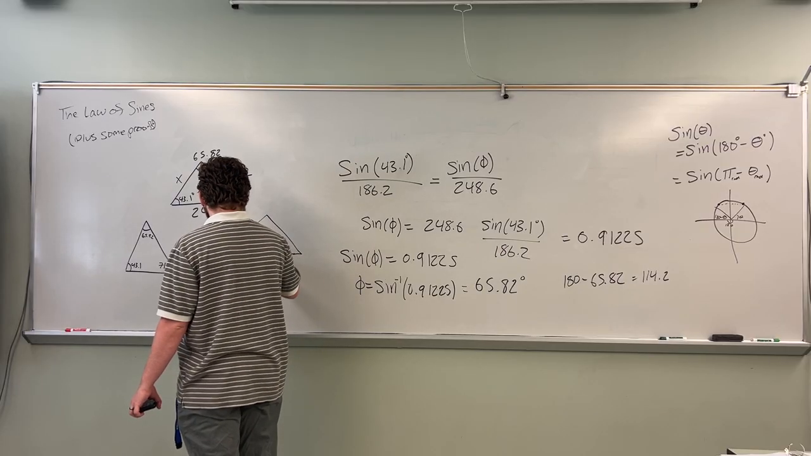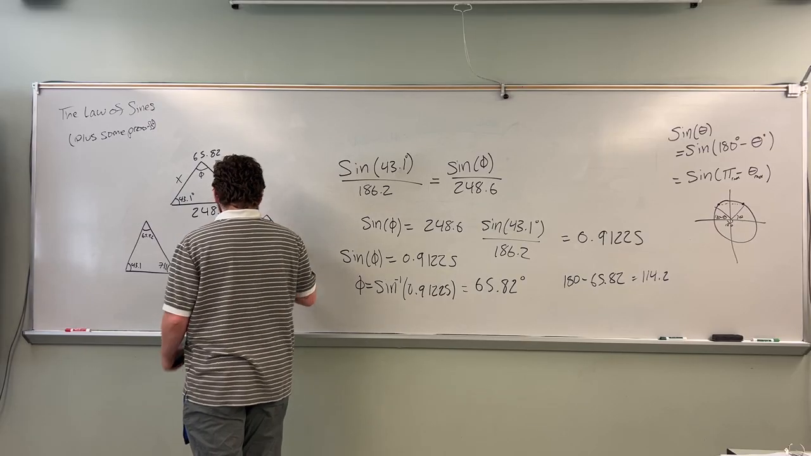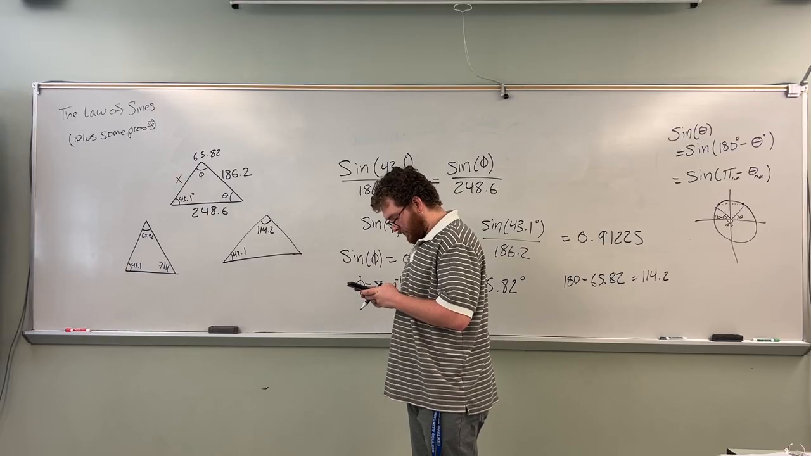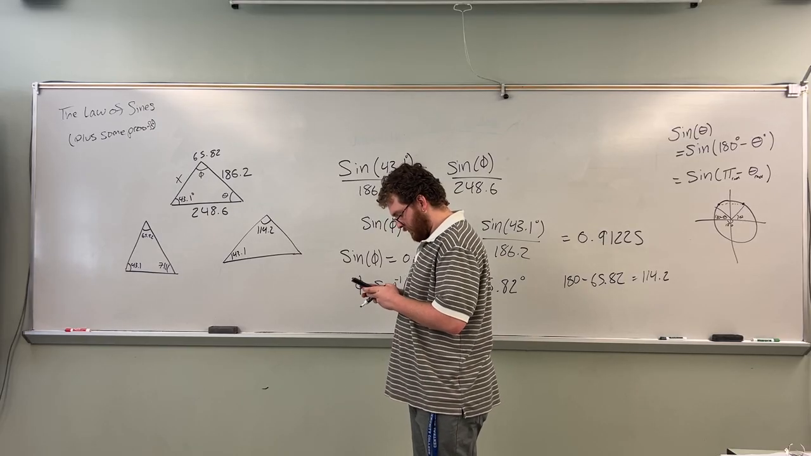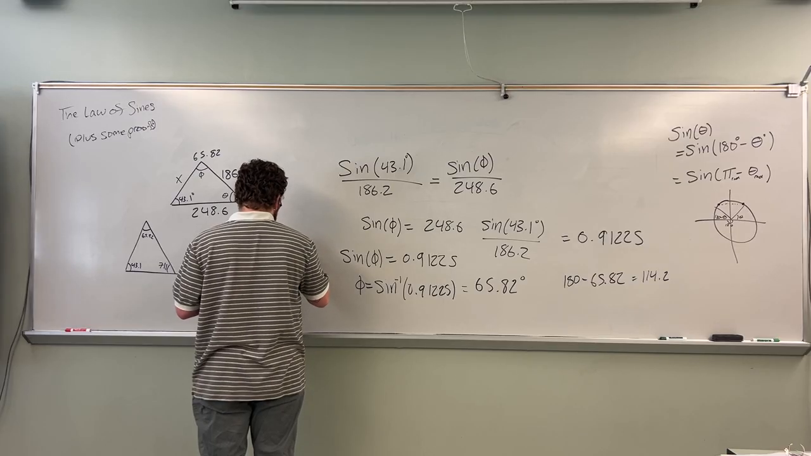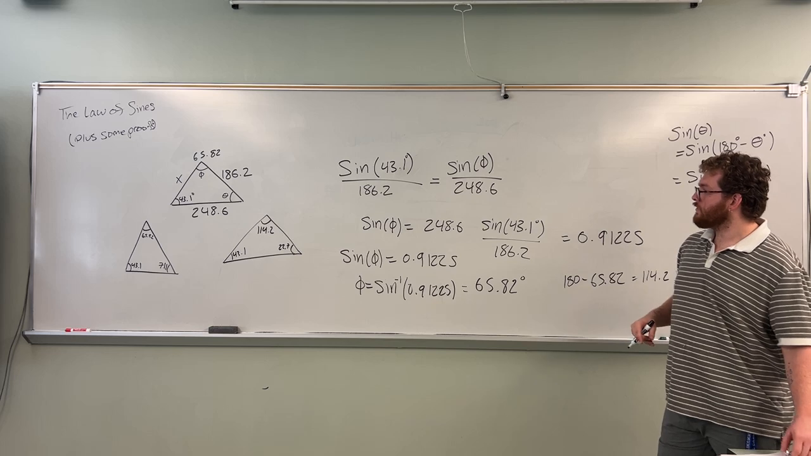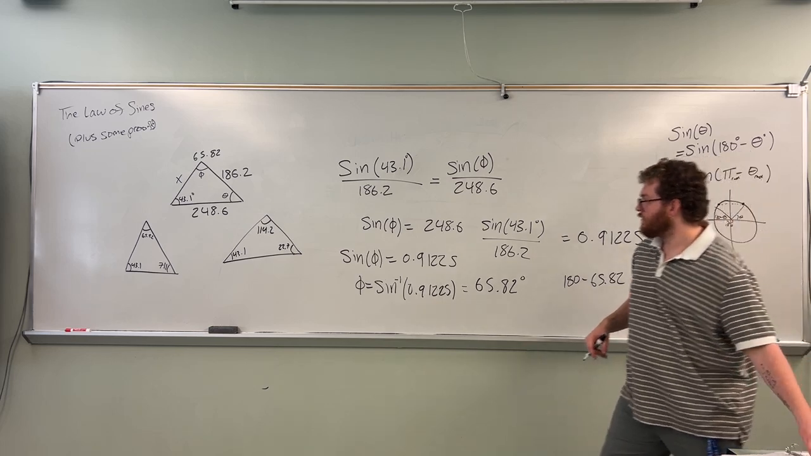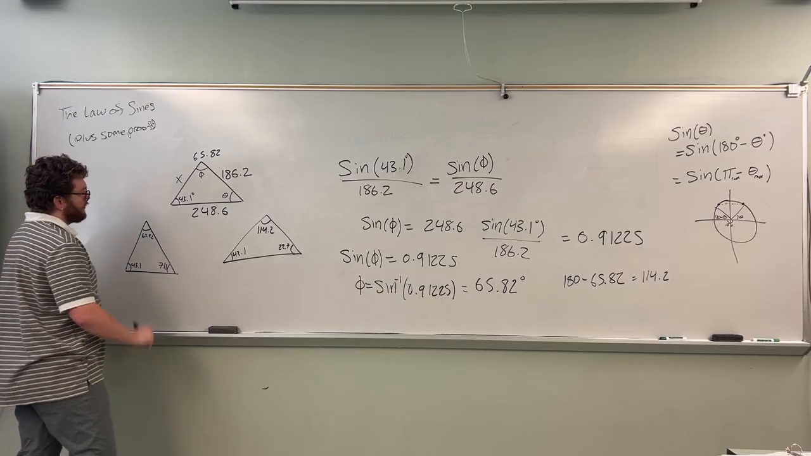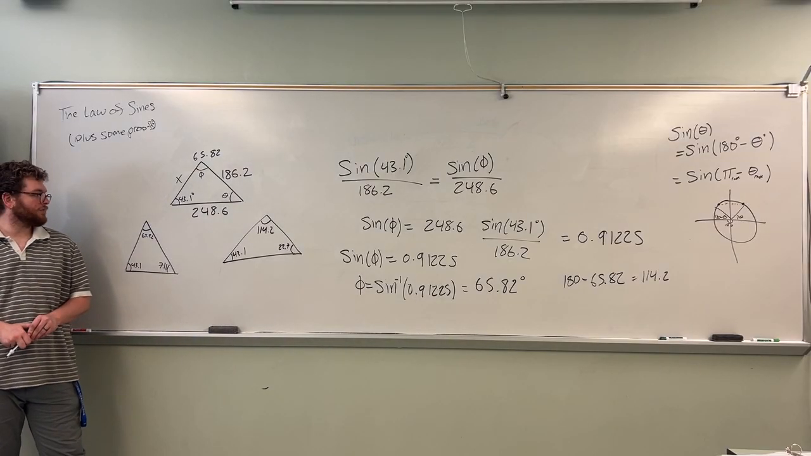So it's 43.1. This one would be, what did I say, 114.2. And then clear 180 minus 43.1 minus 114.2. And this would be 22.7. Both of these are valid descriptions of this same triangle. One of these side lengths could still be 248.6 and 186.2, and I have these subtended angles.